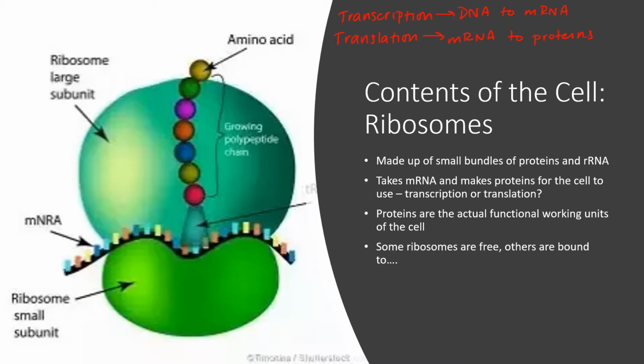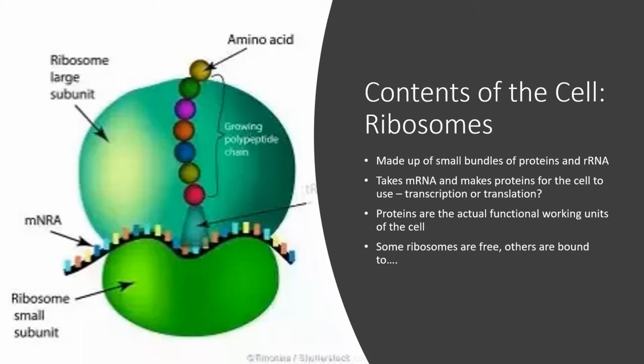Proteins are the actual functional working units of the cell. When you're talking about things going and moving around in the cell and doing stuff, you're talking about proteins. All enzymes are proteins. You build things with proteins. You do things with proteins. So in a way, you can think in the whole process of the central dogma, DNA codes for proteins. Proteins are the final and desired product of DNA transcription and then translation.